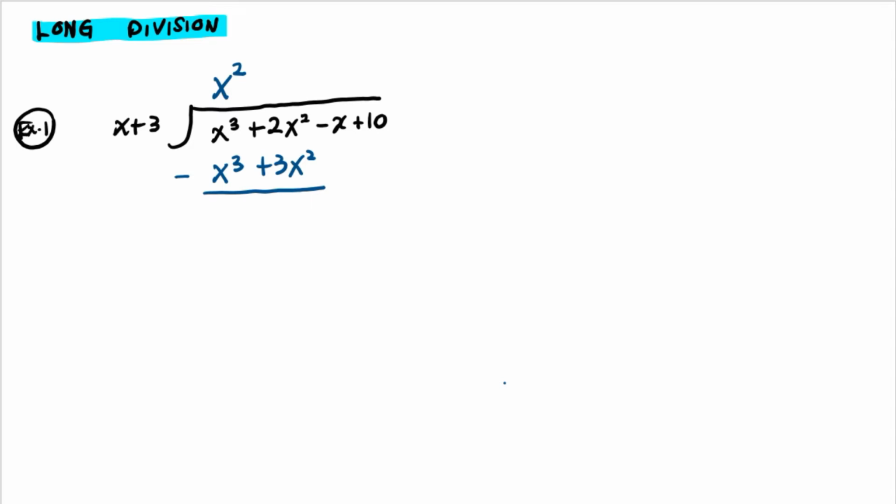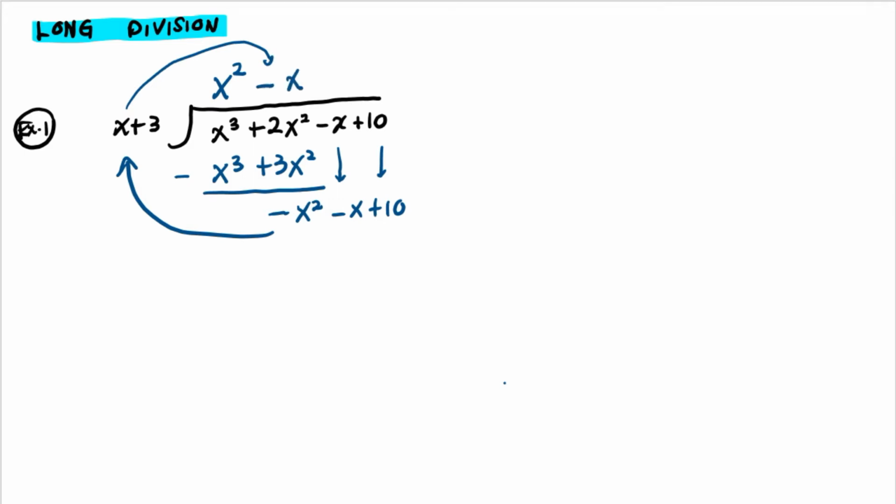You have 2x squared minus 3x squared, you have a negative x squared. You bring this down, you have minus x plus 10. Now you want to divide negative x squared with x plus 3. So what will happen? Negative x squared, you divide with x, so you will have a negative x.